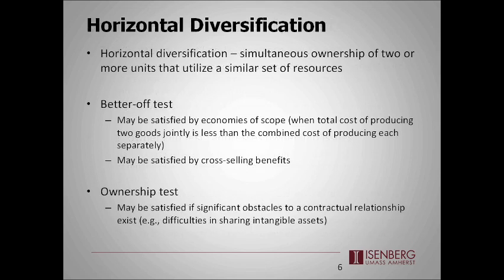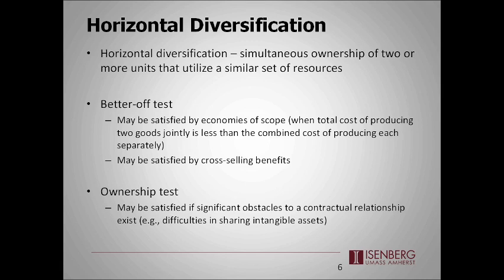We can think about applying these tests with horizontal diversification choices. Horizontal diversification is the simultaneous ownership of two or more units that utilize a similar set of resources. In the example from the HBS note, the cardboard and tissue units illustrate horizontal diversification. Both use output from the paper unit as a critical resource.